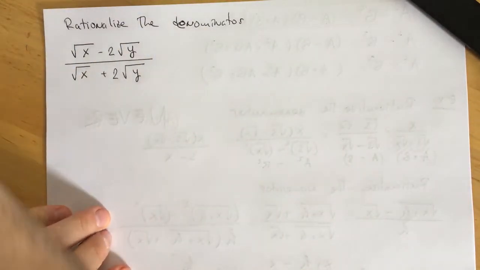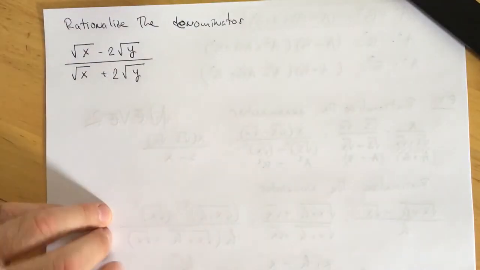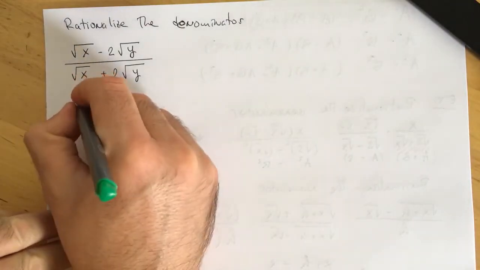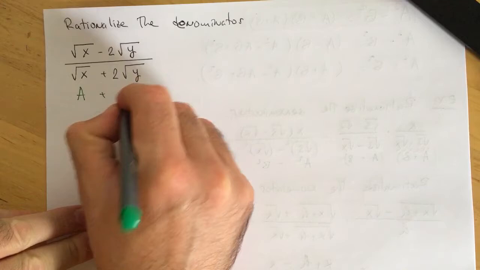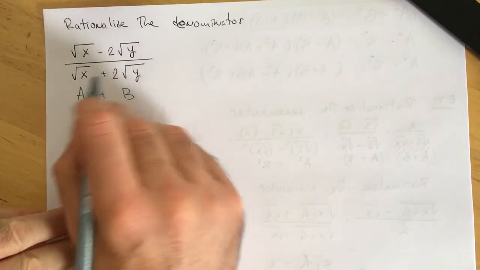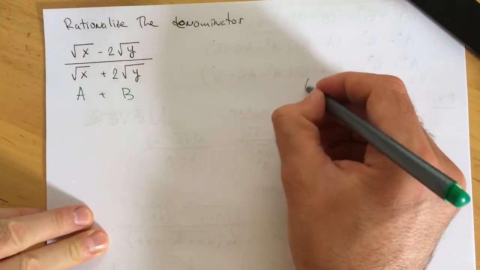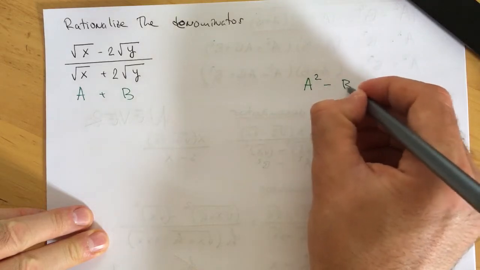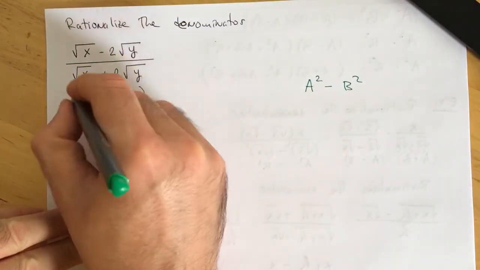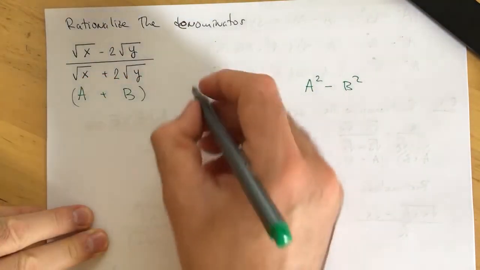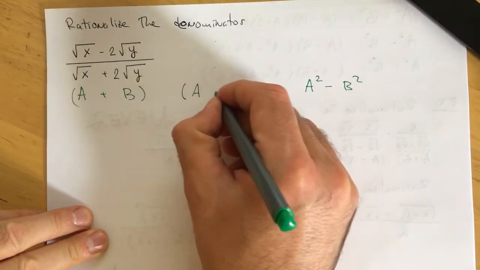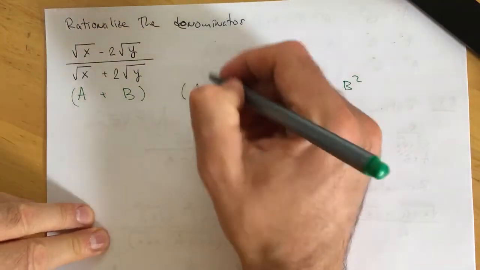Okay, so I concentrate on the denominator where I have a plus b. In order to get rid of the roots, I want to get a squared minus b squared. In that case, I have to multiply the denominator by a minus b, top and bottom, right?